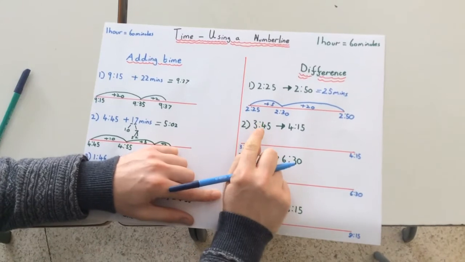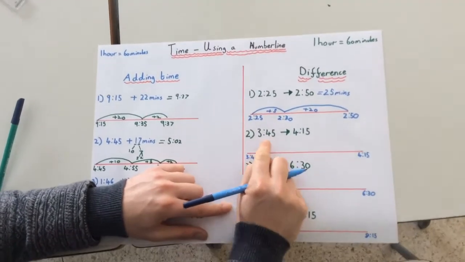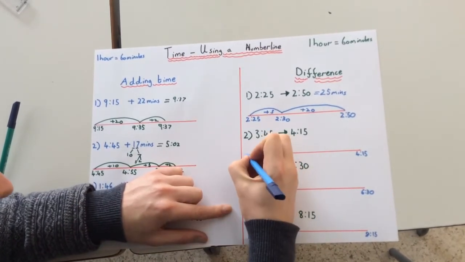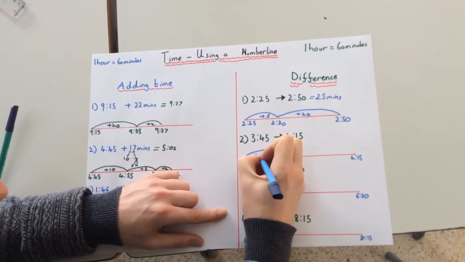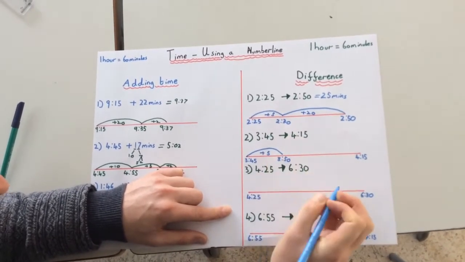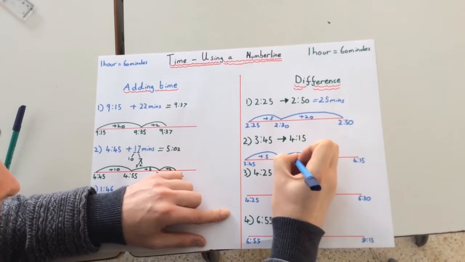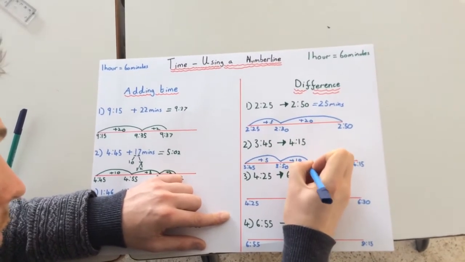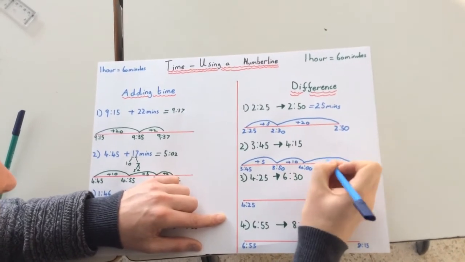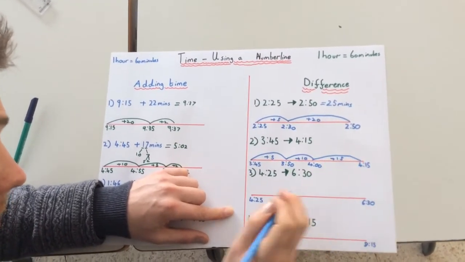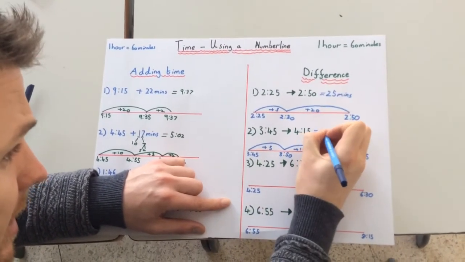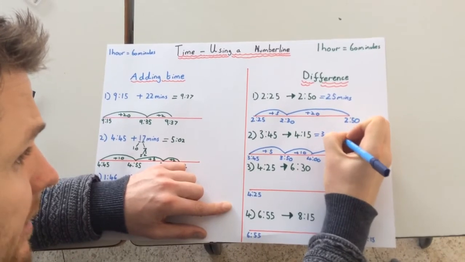What about this one? My lesson starts at 3:45 and it finishes at 4:15. How long was it? Well, let's first jump and add 5, which makes 3:50. If I then add 10, I get to 4. And now I need to get to 4:15, so I can add 15. Now if I add these all together, 10 and 5, 15, and 15, it's 30 minutes.